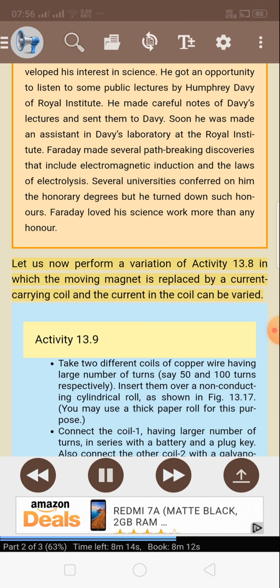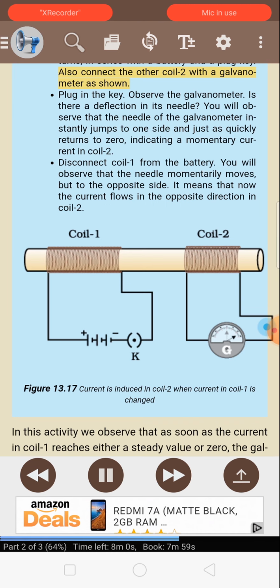Let us now perform a variation of activity 13.8 in which the moving magnet is replaced by a current carrying coil and the current in the coil can be varied. Activity 13.9. Take two different coils of copper wire having large number of turns, say 50 and 100 turns respectively. Insert them over a non-conducting cylindrical roll as shown in figure 13.17. You may use a thick paper roll for this purpose. Connect the coil 1, having larger number of turns, in series with a battery and a plug key. Also connect the other coil 2 with a galvanometer as shown.